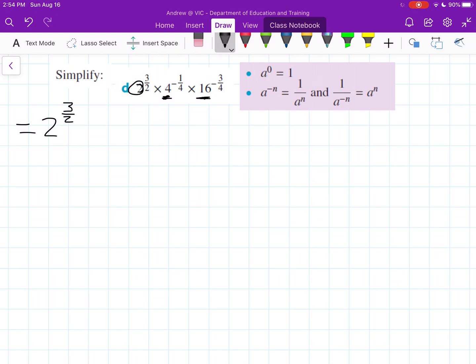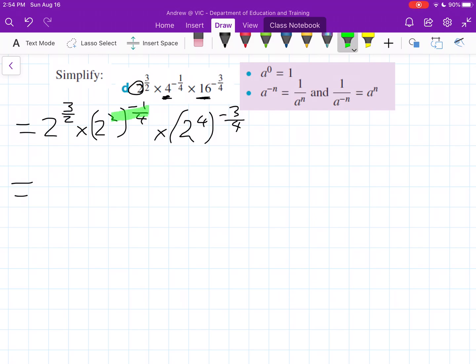So we've got 2 to the power of 3 over 2 times 2 squared, and this is all multiplied by negative a quarter, and then 2 to the power of 4, this is negative 3 over 4. So now we need to use our index laws to combine these, okay? So we need to simplify these.